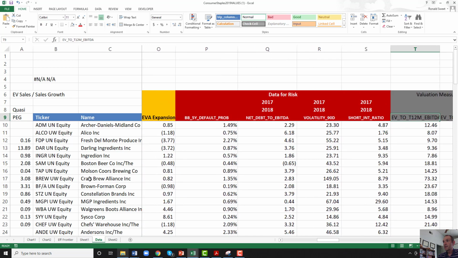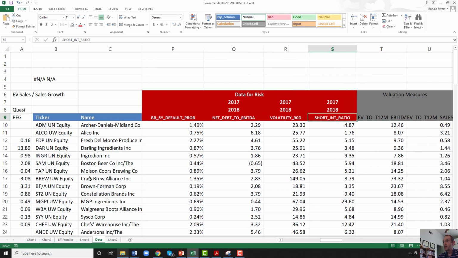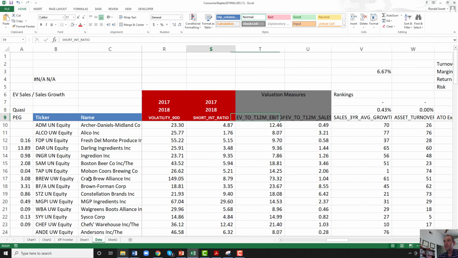Then we look at some risk factors. What's their probability of default? How much debt do they have? How volatile is the stock? And short ratio, not as critical as a number, but after GameStop especially, the short interest ratio can actually harm you using that as a risk characteristic. Because firms with high short interest ratios, that means there's a lot of people shorting their stock. If you have something like GameStop happen again, you could really get destroyed by that.